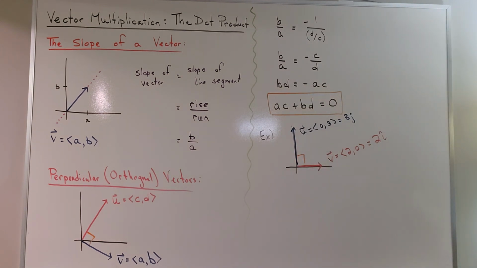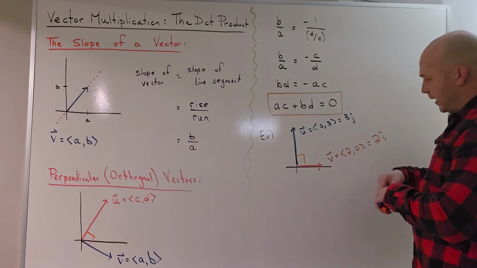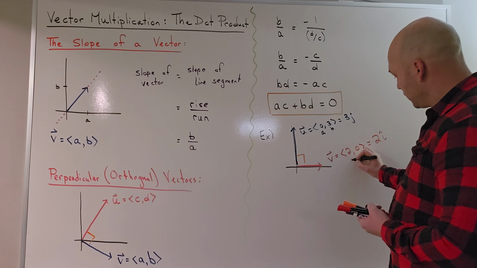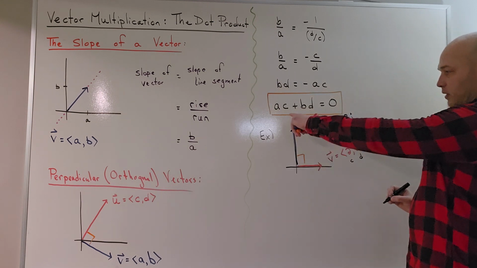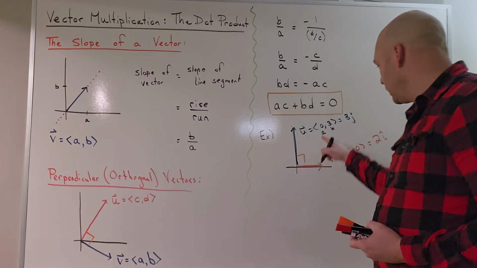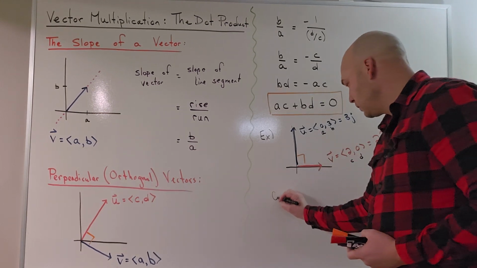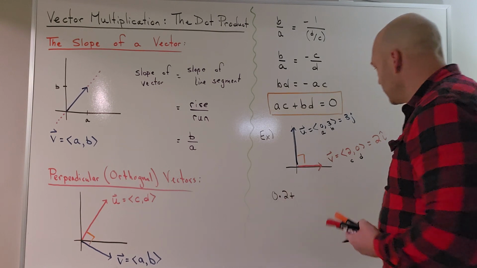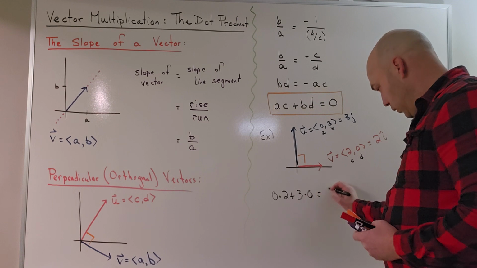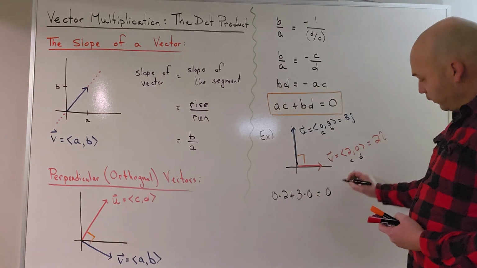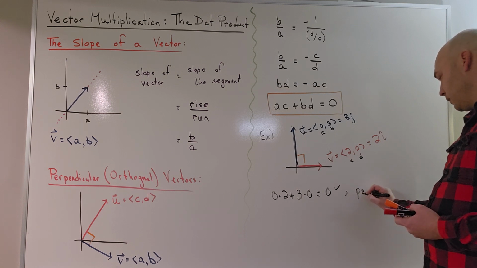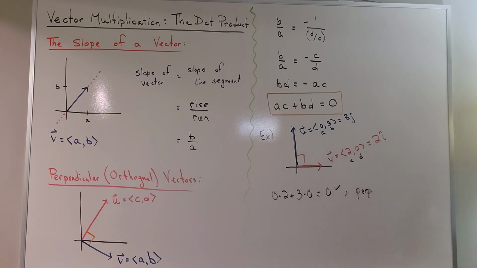Now, if I use my test up above, I'm going to, of course, assign this is A, this is B, this is C, this is D. So in order to test it with this equation, I would take A times C, which would be 0 times 2, plus B times D, which is 3 times 0, and of course I get 0, and therefore it satisfies this equation, and of course this says that they are then perpendicular or orthogonal.